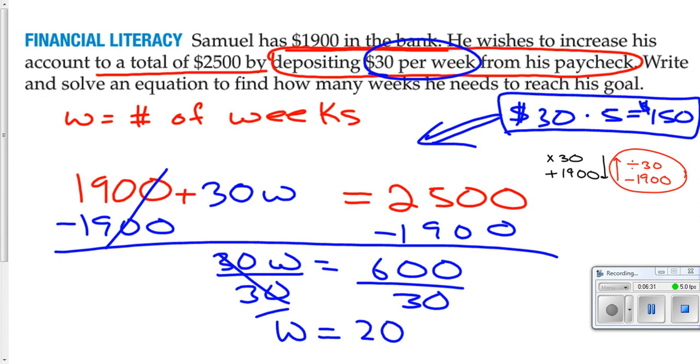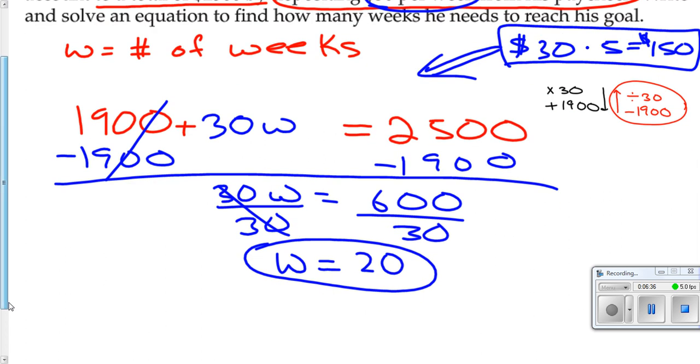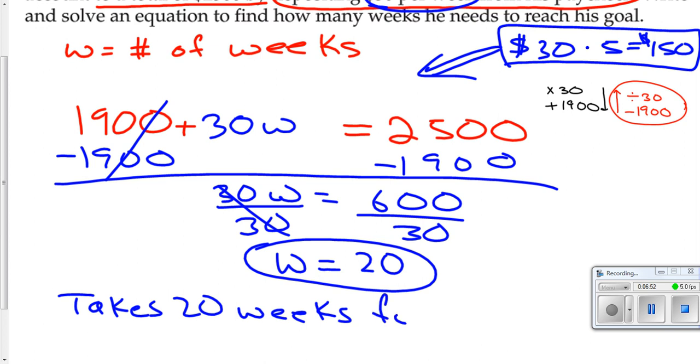So according to this, because we always want to make sure we answer the question and know what's going on, w equals 20 is a nice thing to say, but w equals 20 means it will take 20 weeks, or it takes 20 weeks for this to happen. So you must answer the question and say what exactly the variable means.